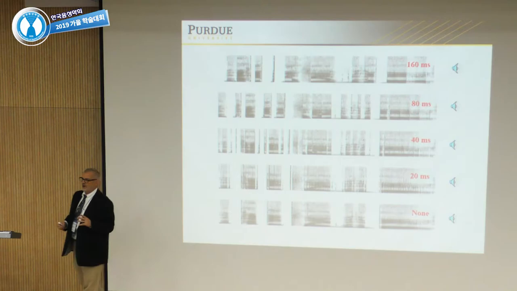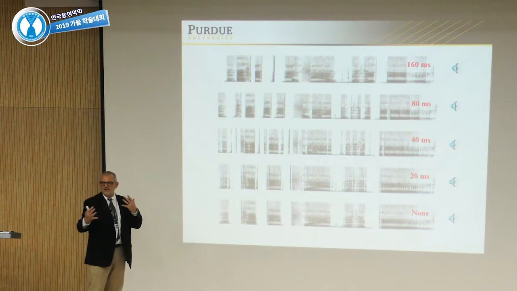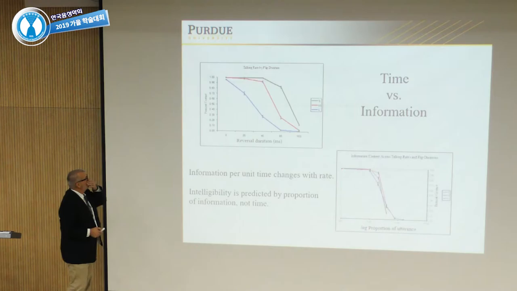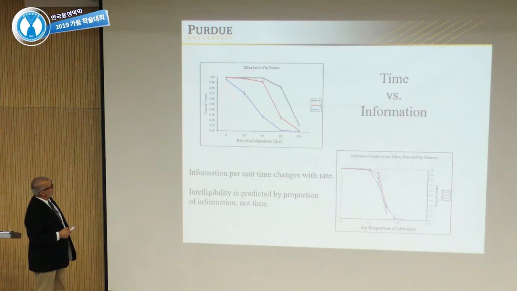All right, so that's how we did the experiment. The idea of this was to get a sense of the relationship between information versus time in fluent speech. These are the data for fast, medium, and slow sentences. And all this makes perfect sense to you.